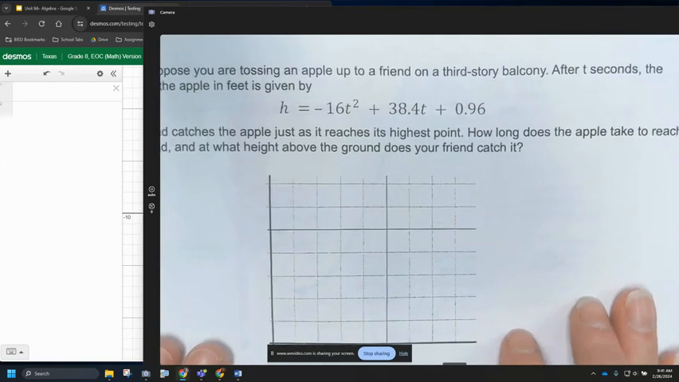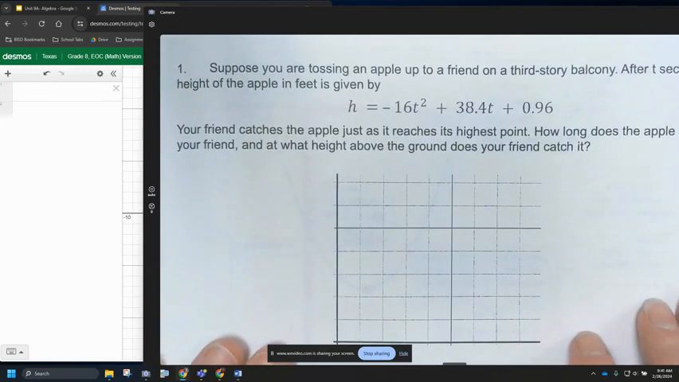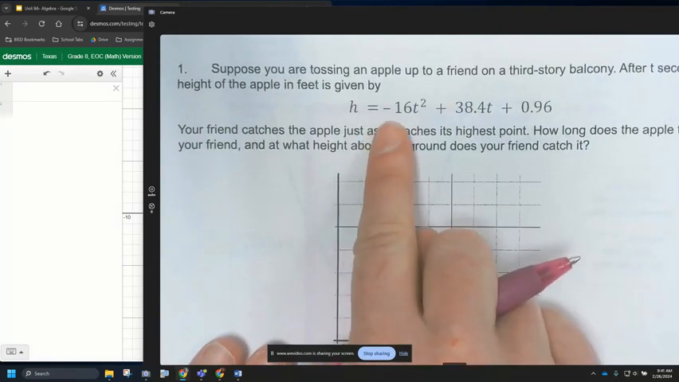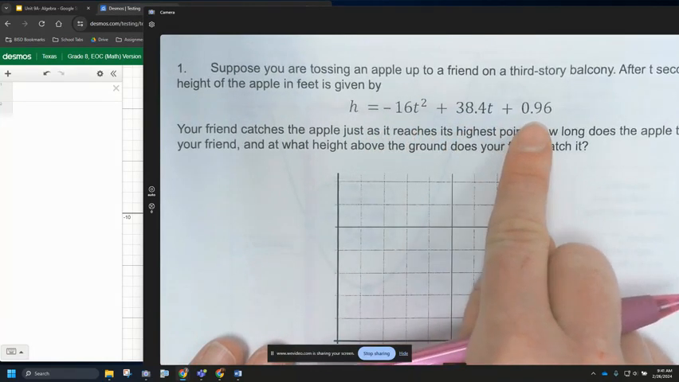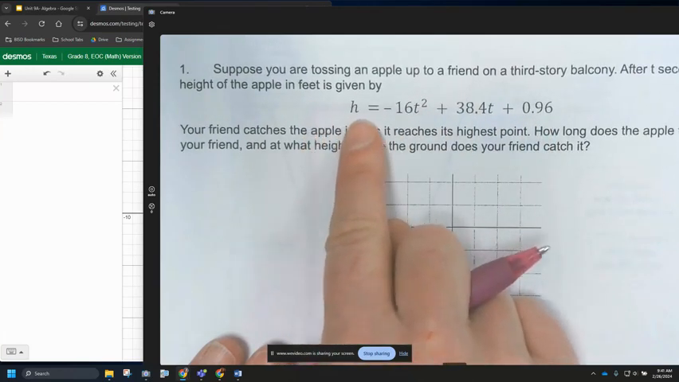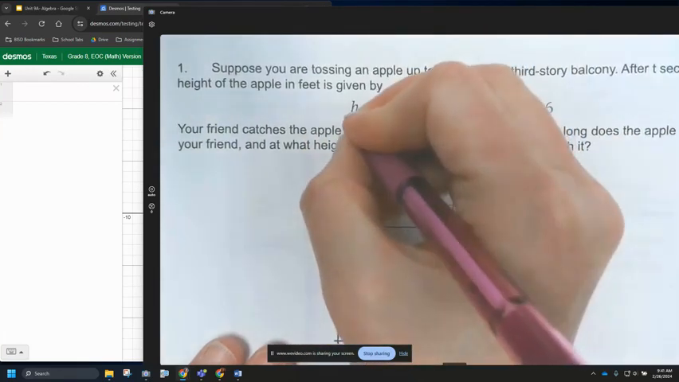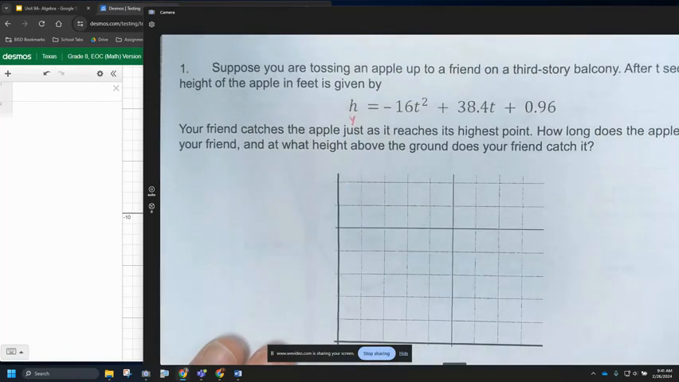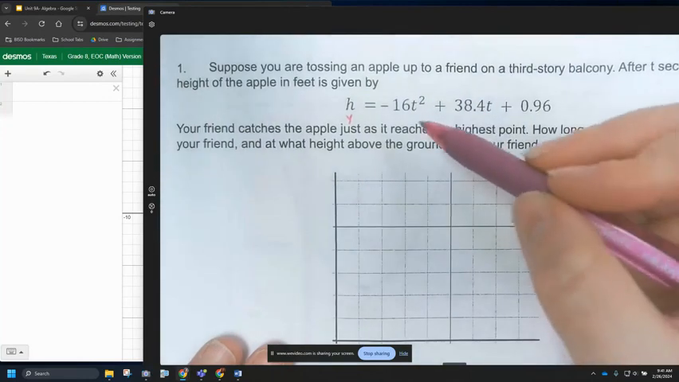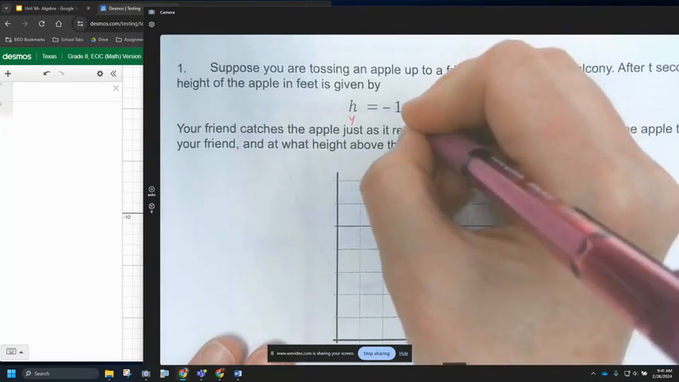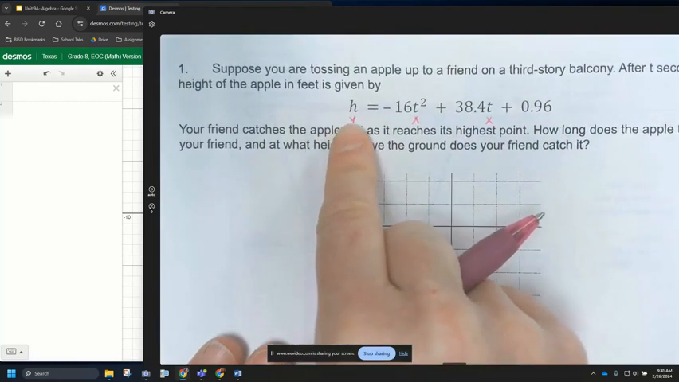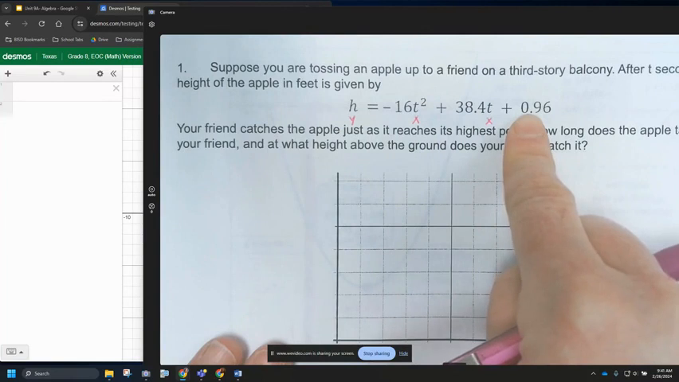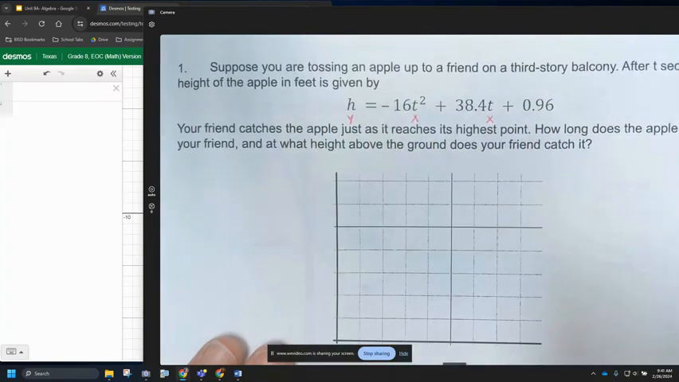After t seconds, the height of the apple in feet is given by h equals -16t squared plus 38.4t plus 0.96. Notice this doesn't say y equals, but we're going to go ahead and put y underneath h, because normally we have an equation written as y equals. Then the t's mean that the t's are x's. So if you were to type this in your calculator, you would definitely need to change this to y's and x's. In Desmos, though, you can use h's and t's.